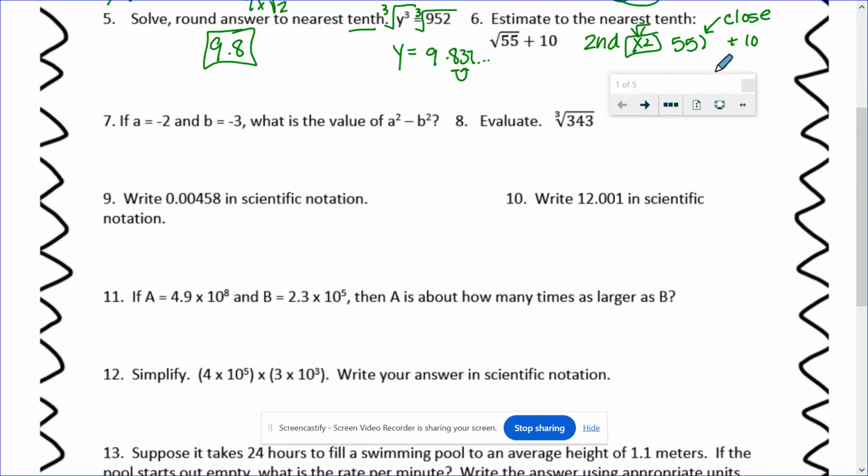And then the answer is going to be 17.416. It's irrational. We're rounding it to the tenths. So we're going to keep our answer at 17.4.